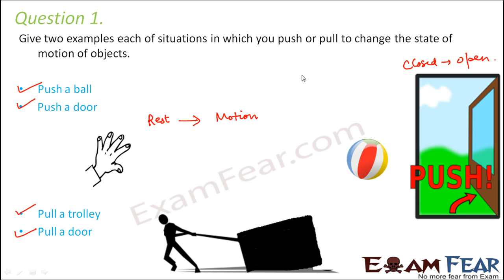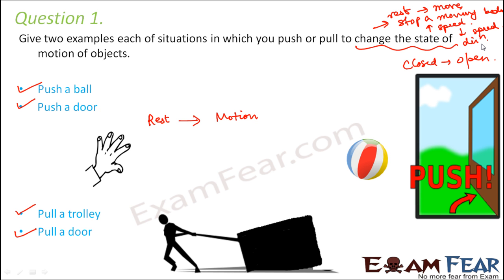of an object. Now when I say change the state of motion, it could mean making a body move from being at rest. So initially a body is at rest and you make it move, or to stop a moving body. A body was already moving and you make it stop, or to increase the speed of a moving body. A body was moving very slowly but now it suddenly increased its speed. Decrease the speed of a moving body. A body was moving very fast but now its speed got slowed down. Or to change the direction of motion. So the body was moving towards right and now you applied a force and made it move towards left. So these are the various ways by which the state of motion of an object can be changed.